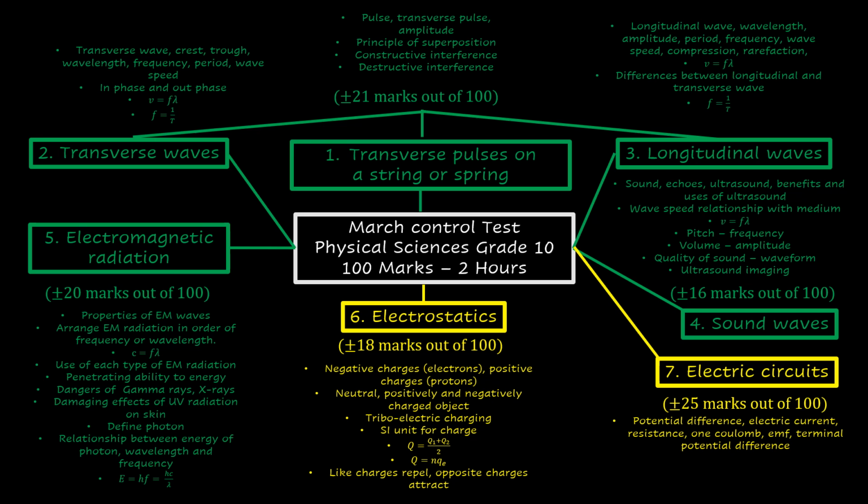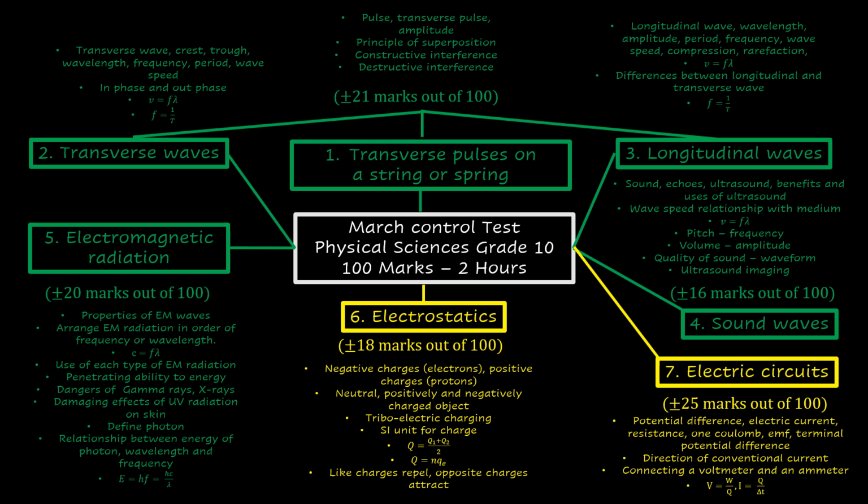Now, under electric circuits, which is the last topic that you will be tested upon, you need to define potential difference, electric current, resistance, 1 coulomb, EMF, and potential and terminal potential difference. Go memorize those definitions. You also need to indicate on a circuit diagram the direction of conventional current. And you need to know how we connect a voltmeter and an ammeter in an electric circuit. Do you connect it in series or in parallel? Those are some of the things that you need to know.